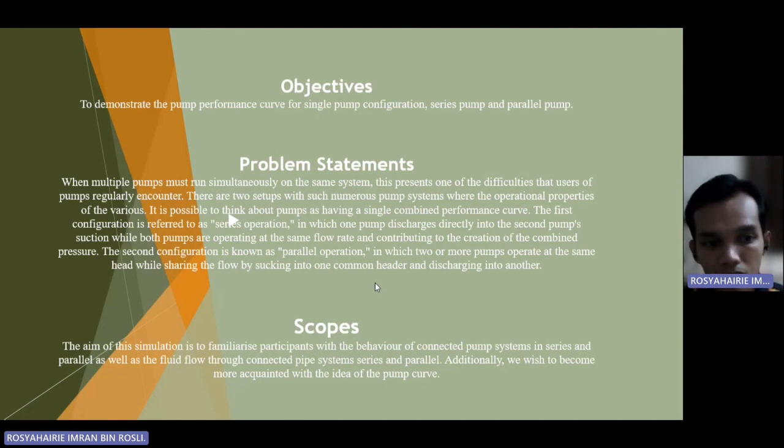So the aim of this simulation is to familiarize participants with the behavior of connected pump systems in series and parallel, as well as the fluid flow through connected pipe systems in series and parallel. Additionally, we wish to become more acquainted with the idea of the pump curve.